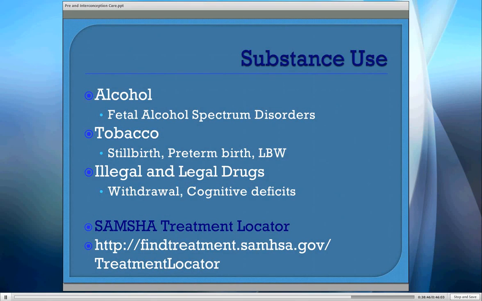The goal for patients using tobacco, alcohol, or drugs who are likely to become pregnant should be complete cessation. Strong, clear messages that all substances can increase the risk for adverse pregnancy outcomes, including mortality and morbidity, should be reinforced.